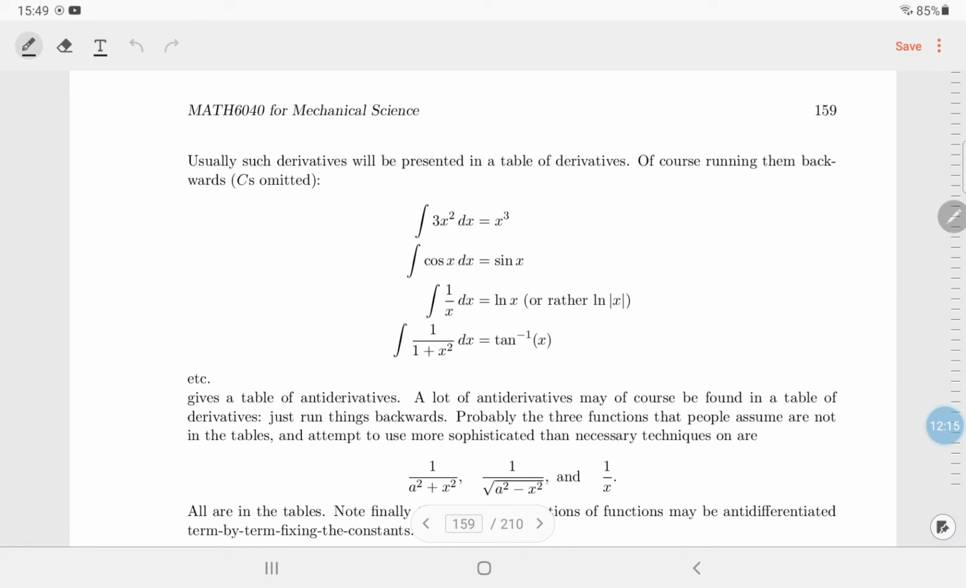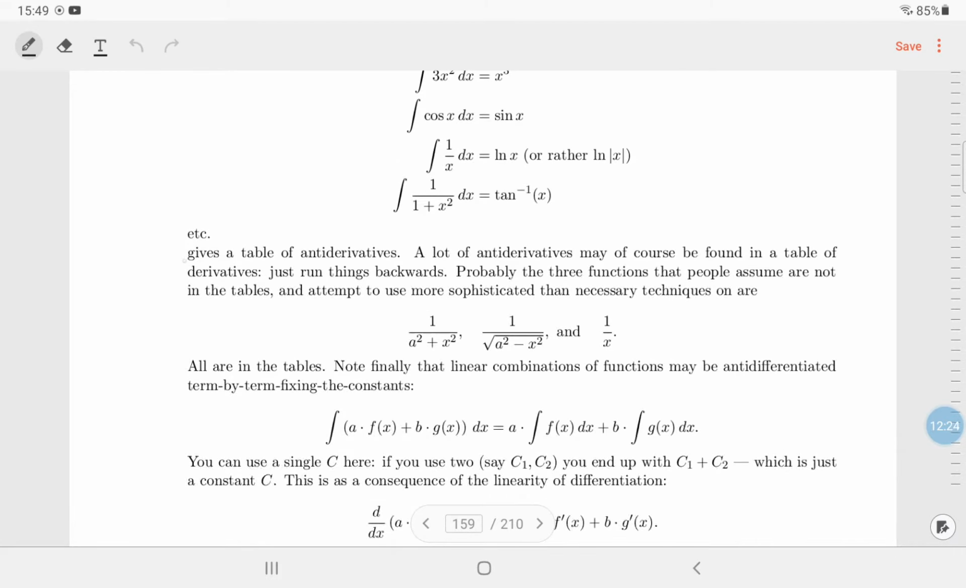Usually such derivatives will be presented in a table of derivatives, and if you run them backwards, yeah, that's what we just said. So a lot of them you can just look up in your derivatives and run them backwards.